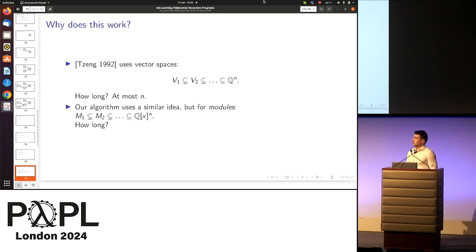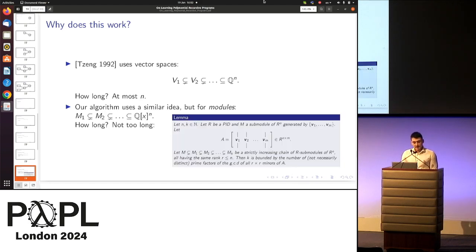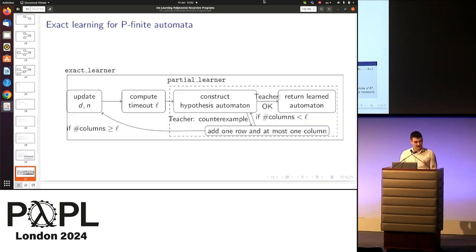We use a similar idea, but now because we're working with polynomials, we have to use modules rather than vector spaces. And now the question is, if I have a strictly increasing sequence of modules, for how long does it run? And the answer is, well, not for too long. For this, we had to develop a technical lemma, which I'm not expecting you to read, but it says that it's going to be polynomial in the desired parameters.